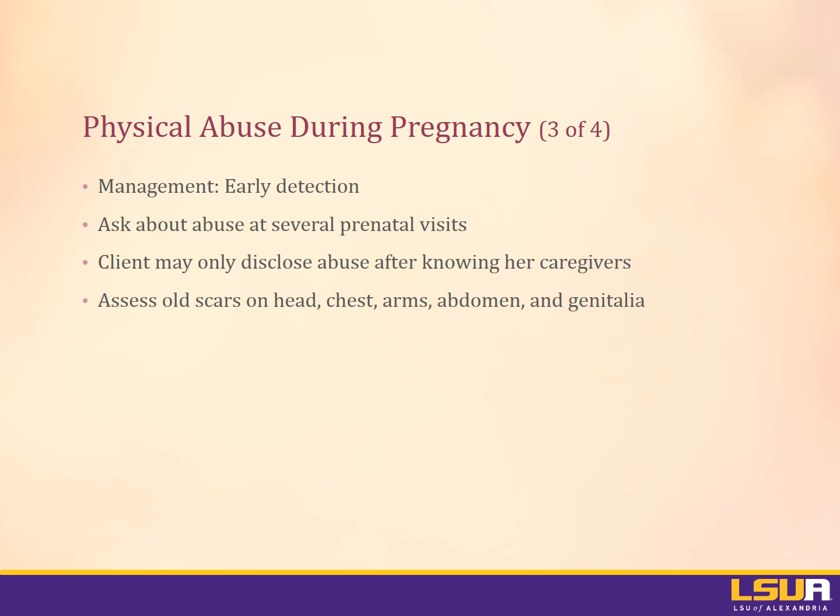We want to detect problems early, preferably during prenatal visits. And we have to ask about this not at just one visit and not stop asking about it. We have to ask about it over several visits after she starts feeling more comfortable with our relationship. She may only disclose abuse after knowing who her caregivers are going to be. So, if we see any old scars on her head, chest, arms, abdomen, or even her genitalia, we need to assess those for potential abuse.